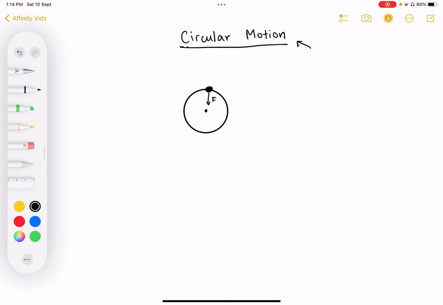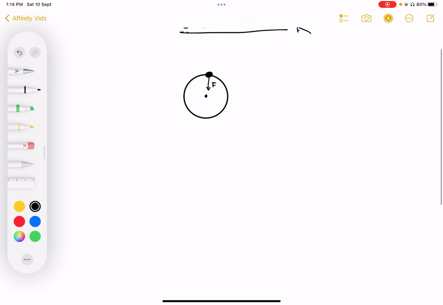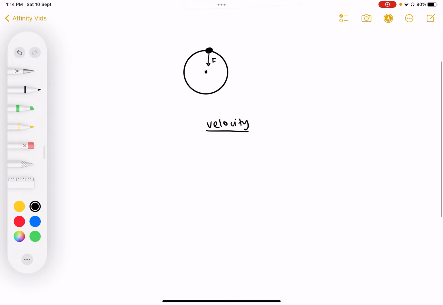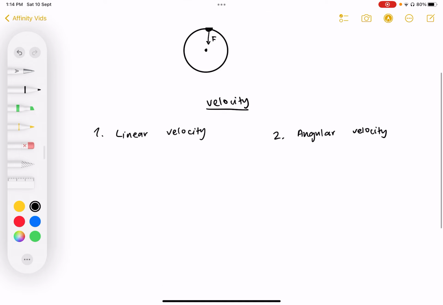So now that we know this basic, we can talk about how we're going to start describing this motion with velocity. There's two types of velocities we're going to want to consider. Number one is linear velocity. And number two is angular velocity. The first thing we're going to talk about is linear velocity. And this is what objects that undergo uniform circular motion have with a constant speed.